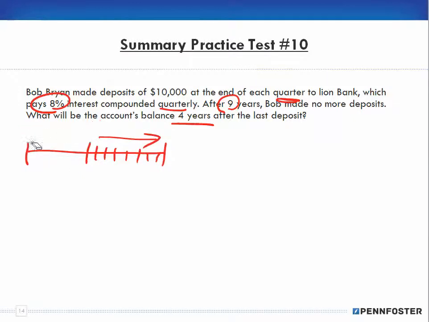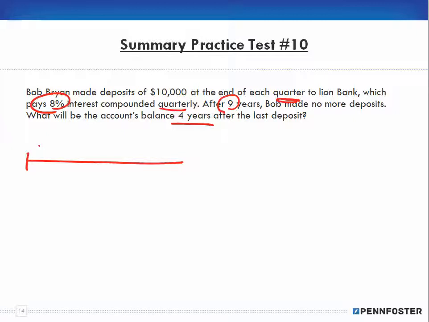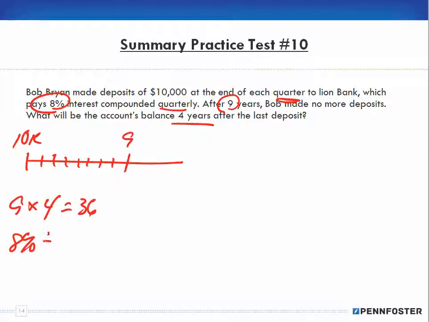Well, this one is sort of like the opposite, being that he's going to make deposits. Okay, so we're going to start here, and he's going to make deposits quarterly for 9 years. So that's 9 years times 4 quarters, which is 36 periods, and he's making $10,000 quarterly deposits over the course of the 9 years. Now, he's getting interest at 8%, compounded quarterly, so we divide by 4. That means it's 2% interest per quarter.